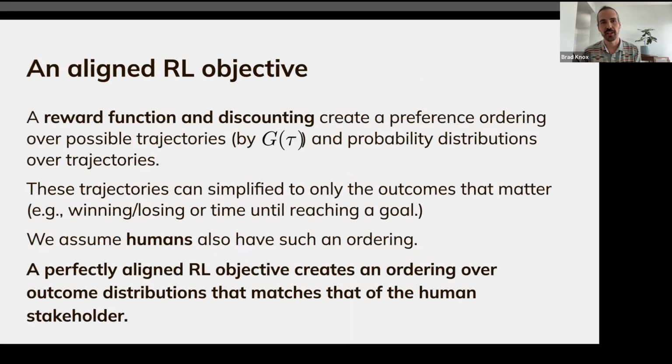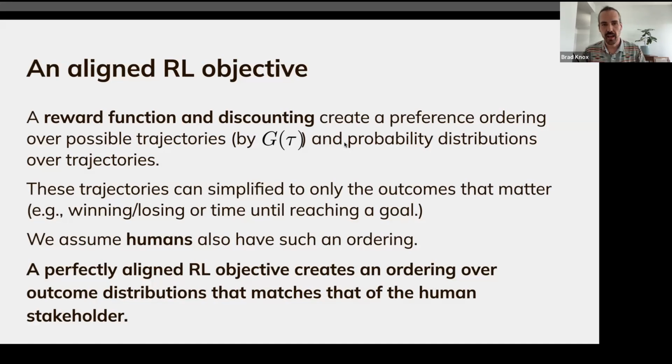Okay, getting to the definition. What do I mean by an aligned RL objective? I apologize for the block of text here, but let me step through it. I'll illustrate what I mean in a second. But an RL objective, which for the context of this talk is a reward function plus some discounting scheme, creates a preference ordering over possible trajectories by this return function, G, and probability distributions over trajectories by the expected return.